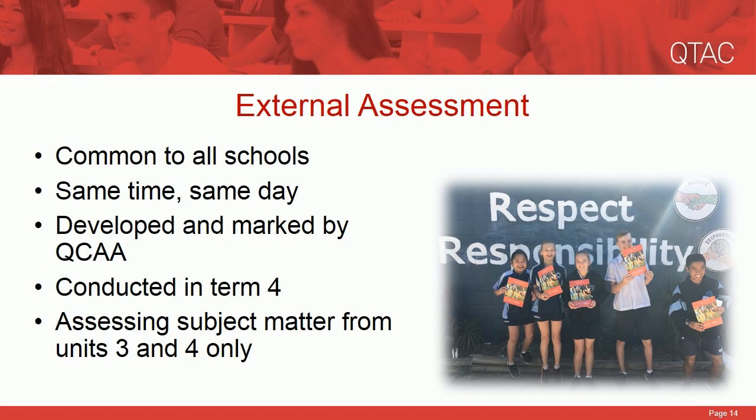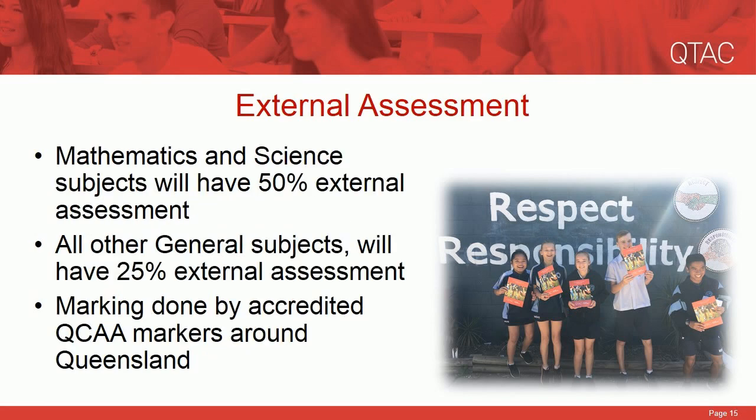External assessment will usually be in the form of an exam. External assessments will be common across all Queensland schools, and will take place at the same time, on the same day. The assessments will take place in Term 4, spaced out over a 3 to 4 week period, likely finishing mid-November. They will only assess material covered in Units 3 and 4. Maths and science subjects will have a weight of 50% attached to the external assessment. The other general subjects will have a weight of 25%.